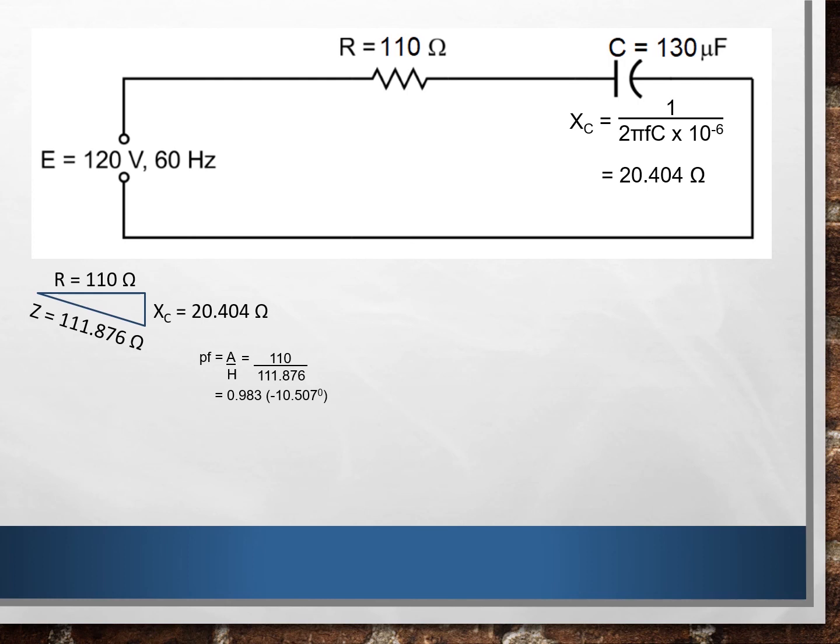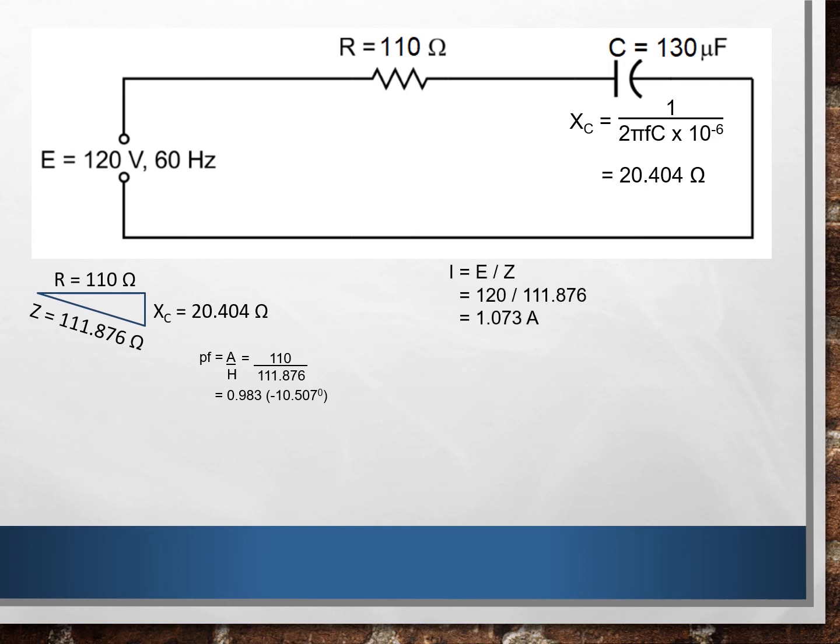This gives me enough information to find out what my total ampacity is going to be. However, before I do that, I can still find out what my phase angle as well as my power factor. That's still going to be the same. We're adjacent over hypotenuse, or R over Z. And I should come out with a power factor of 0.983 and an angle of negative 10.507.